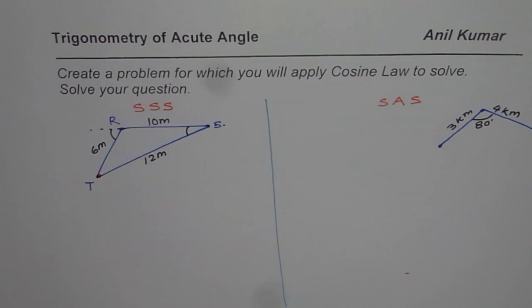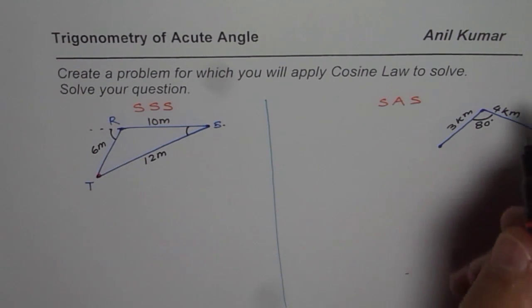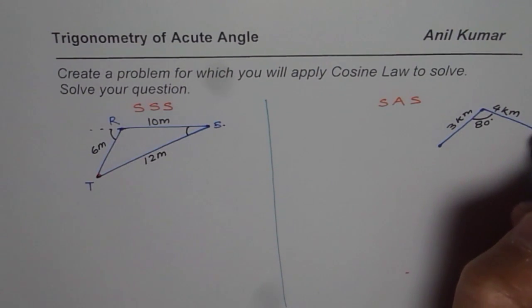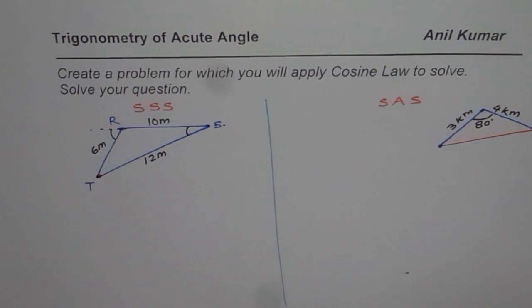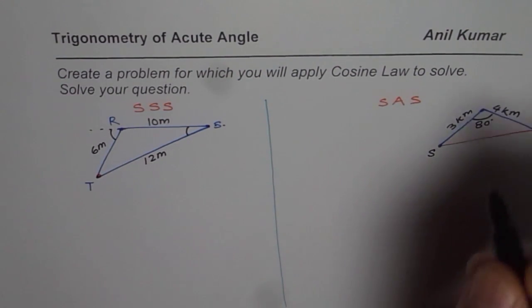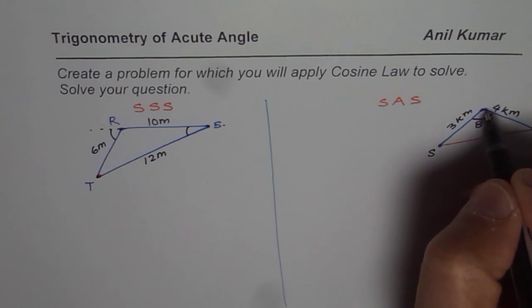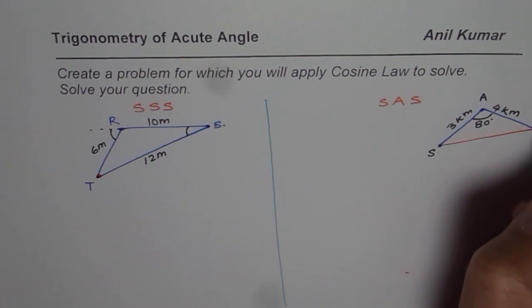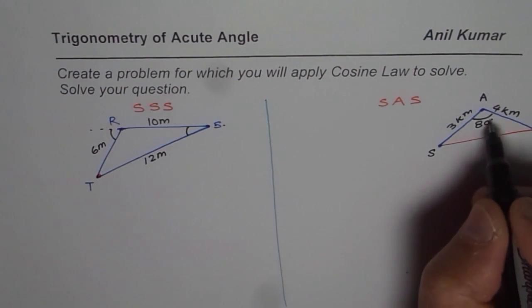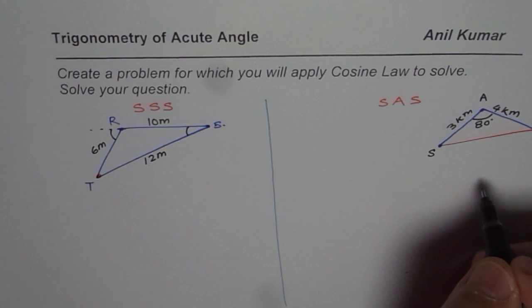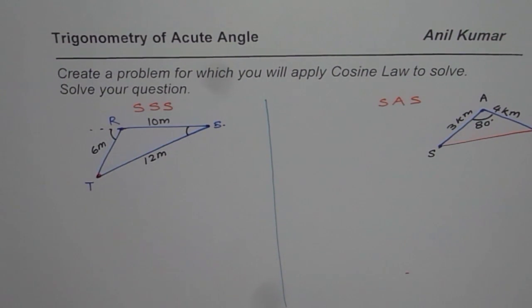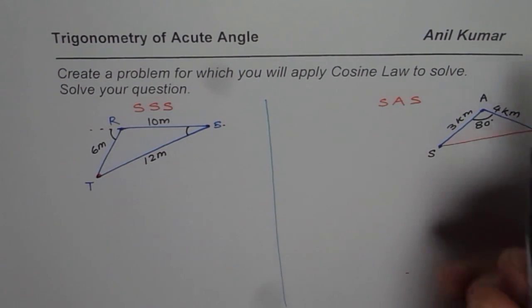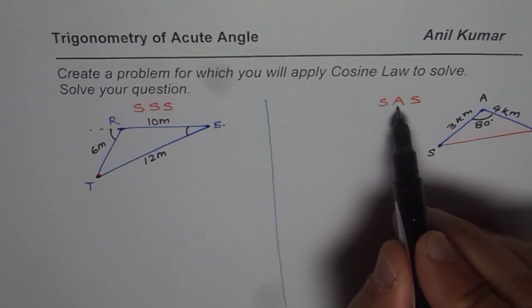Now the question here is, what is my final distance from the starting point? So let us say I have to find this distance. I started at a point S, went to point A, and then turned and went to point B at an angle of 80 degrees. That turn was made, and I need to find the distance SB. So how will I do that? That is an example of side, angle, side.